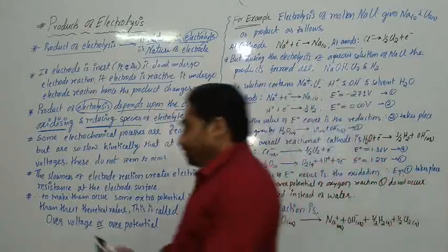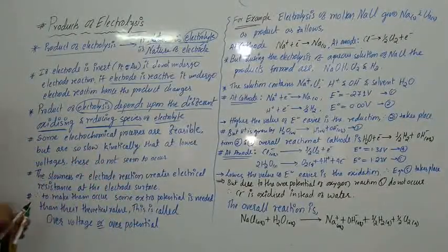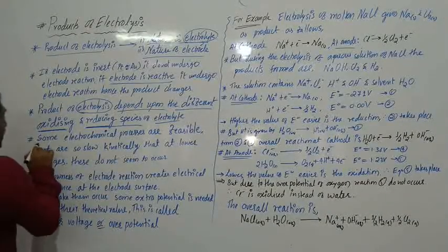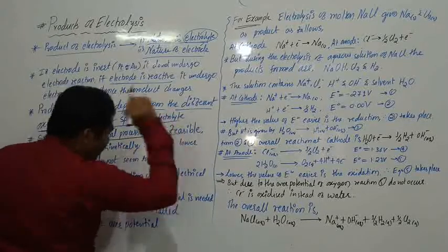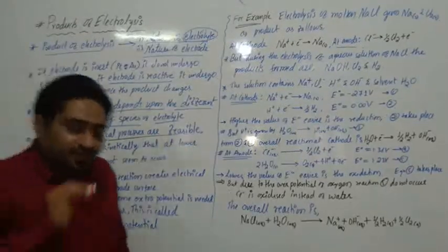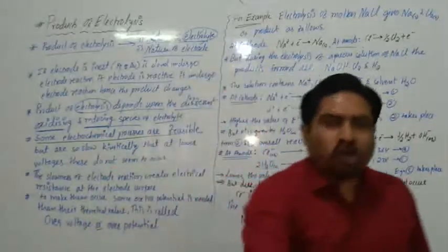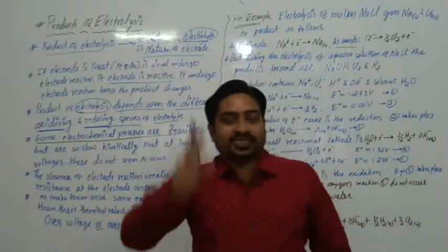Okay. And one more important thing, some electrochemical processes are feasible. So what do you mean feasible? Feasible means they do occur. Definitely the chemical reaction takes place.